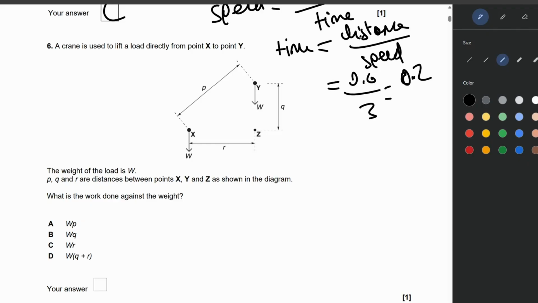Okay, what the hell? The weight of the load is W. P, Q and R are distances between points X, Y and Z as shown in the diagram. What is the work done against the weight? Crane. Okay, I made a mistake, I didn't read the first statement. A crane is used to lift a load directly from point X. So it's being lifted from here to there. Q, P, and R distances.